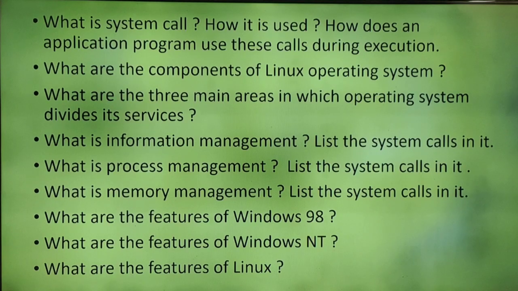What are the components of the Linux operating system? What are the three main areas in which the operating system divides its services? What is information management? List the system calls in it. What is process management? List the system calls in it. What is memory management? List the system calls in it. What are the features of Windows 98? What are the features of Windows NT? And what are the features of Linux?